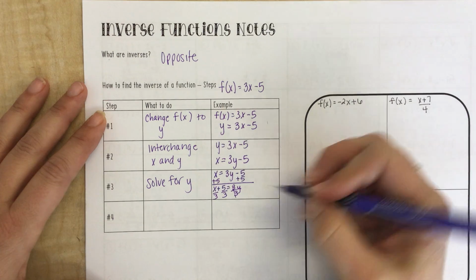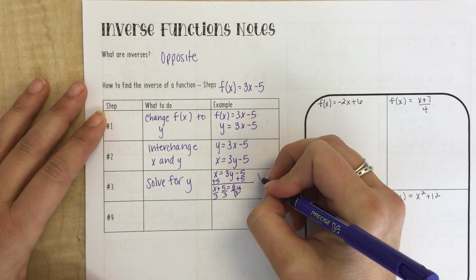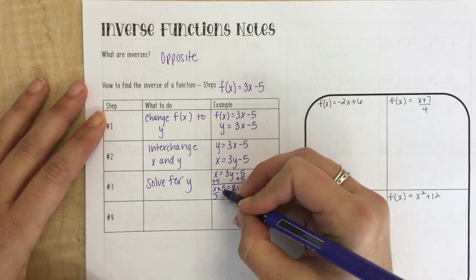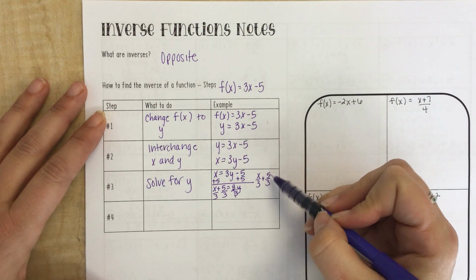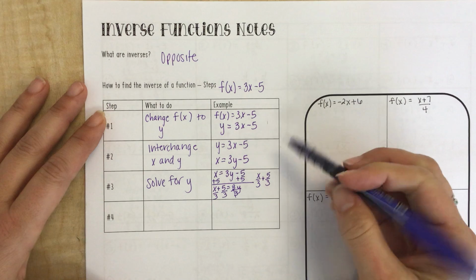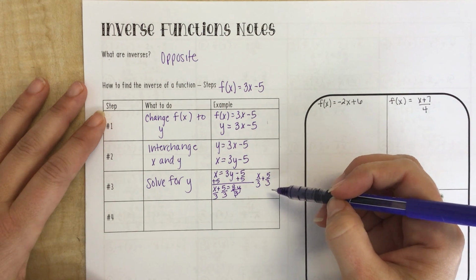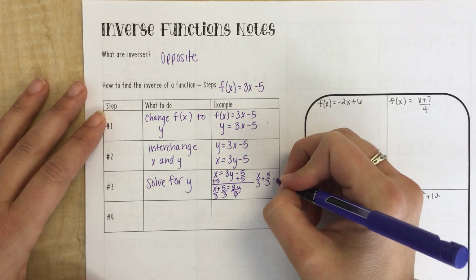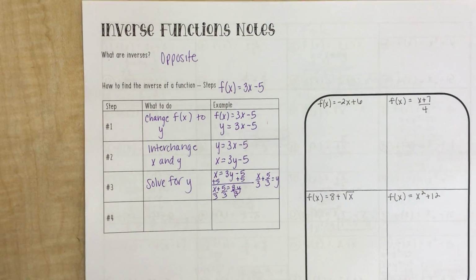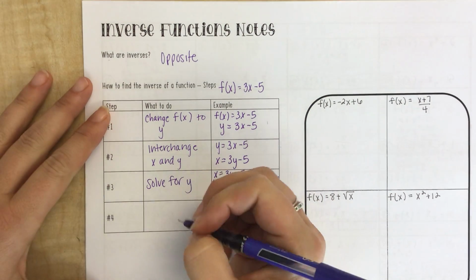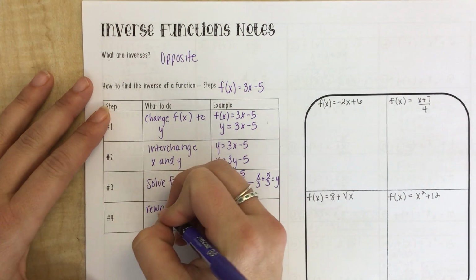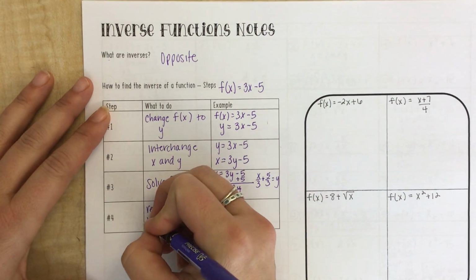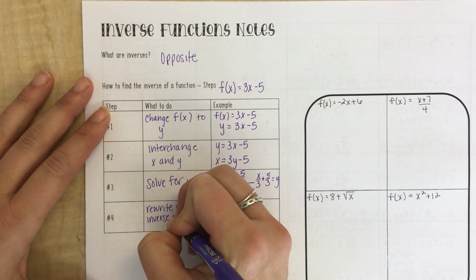So those cancel. Then I'm left with x over 3 plus 5 divided by 3. Now, 5 divided by 3 does not divide evenly, so I'm just going to leave it as 5 over 3. If you can divide it evenly, then go ahead and do that. Equals y. Then our last step is to rewrite in inverse notation.